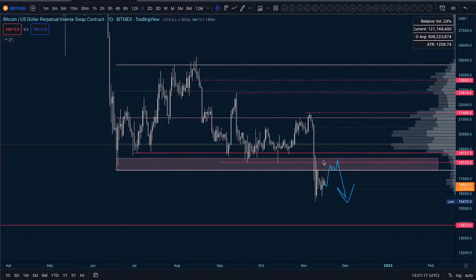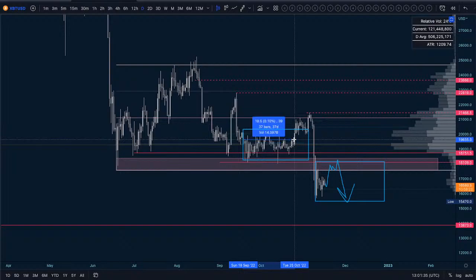Or maybe it wants to chop around here a bit like it did here, right? It wants to spend some time maybe here. It spent almost a month or 2 months here. How long was it? 37 days. So maybe it wants to spend a few more days here.